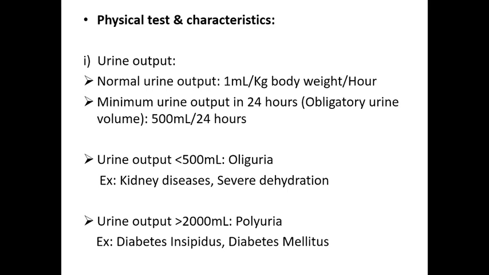Now this glucose is an osmotically active particle. So when the glucose is excreted in urine, since it is osmotically active, it draws a lot of water with it. So therefore, in a diabetic patient, along with this glucose, a lot of water is also lost from the body. So that is why in diabetes mellitus, there is polyuria. The person loses more than 2 liters of urine each day.